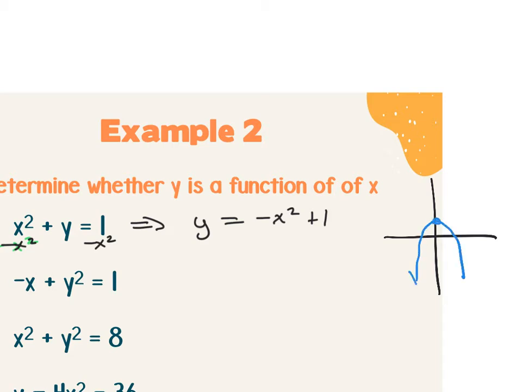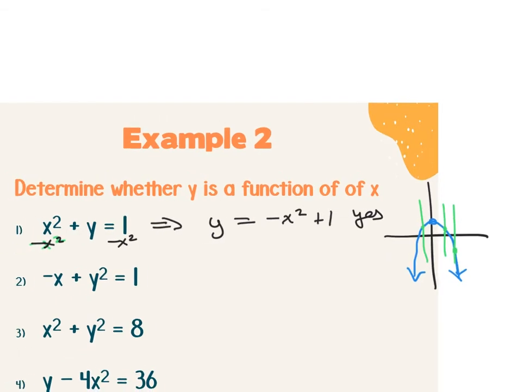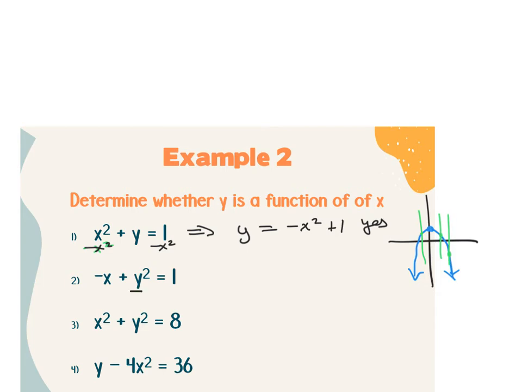This passes the vertical line test because that shape of that U is sort of slanted out. So no matter where I draw my line, it's only going to hit it one time. So all x squareds, as long as the y isn't squared, will be a function. So yes, it is a function. However, the next one, notice it's got a y raised to an even power. This one will not be a function.